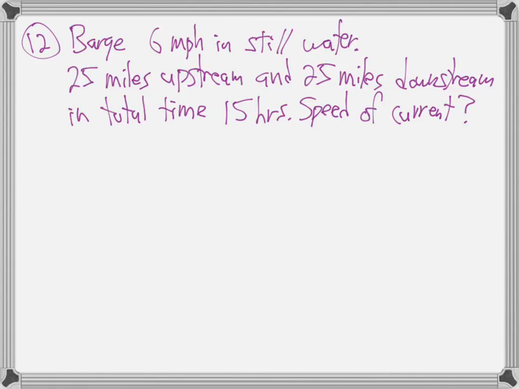So a barge can go 6 miles an hour in still water. What does that mean? Barge, still water. No help. That's the barge alone, right? That's the B. The boat, the barge. That works. Alone. And then 25 miles upstream, 25 miles downstream in a total time. Notice, it doesn't say same time anywhere this time, does it? Total time.